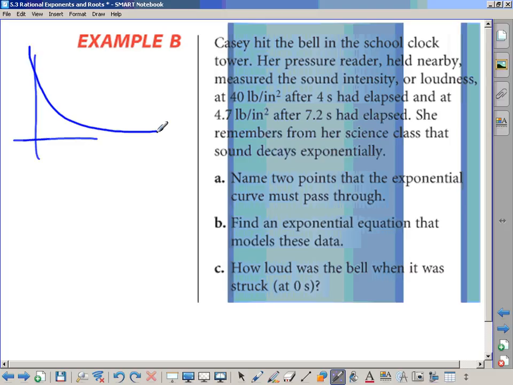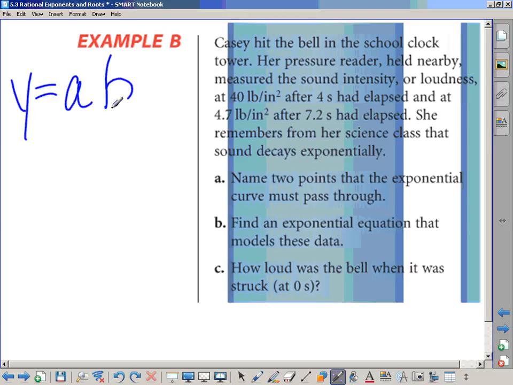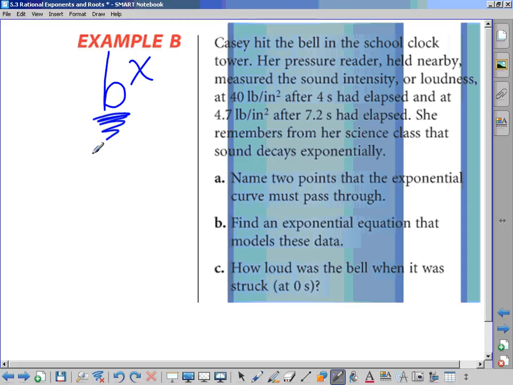We know that we're going to have our y equals ab to the x. I'm just thinking out loud here. Our ab to the x is going to have a b value less than 1 because they tell us that it's exponential decay.